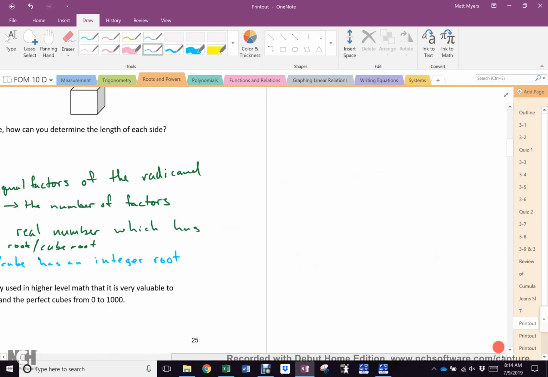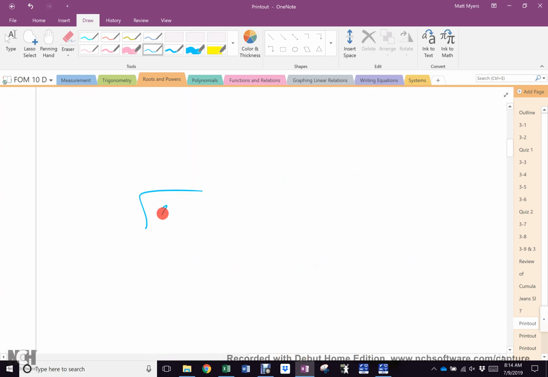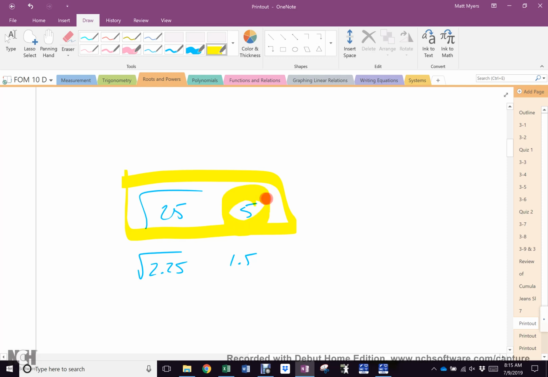Don't write down what I'm about to write down. Just look. What's the square root of 25? 5. 5's an integer. So 25 is a perfect square. Everybody cool? Easy, right? But let me ask you this. What is the square root of 2.25? You probably can't do that in your head, so you would go to your calculator, and what is it? 1.5. For us in grade 10, this is a perfect square because it's got an integer root.